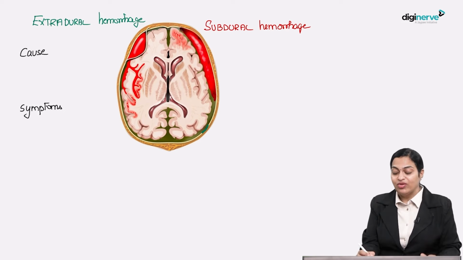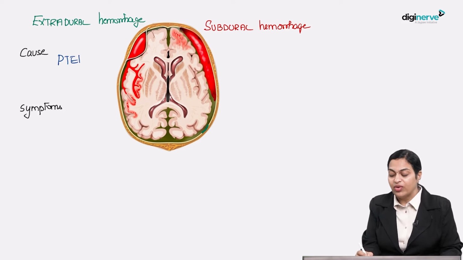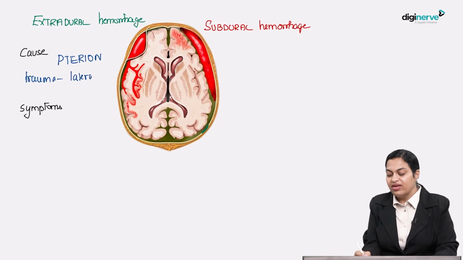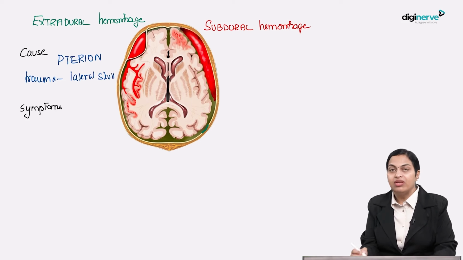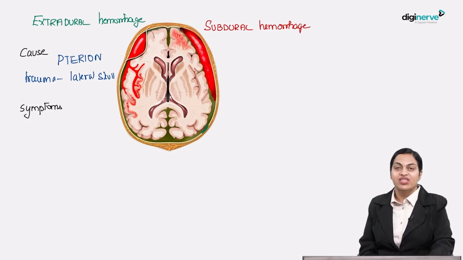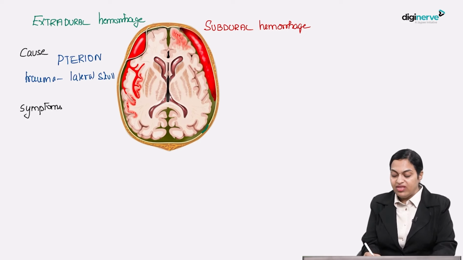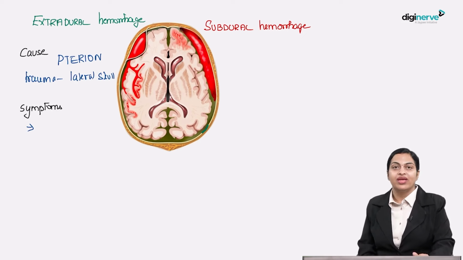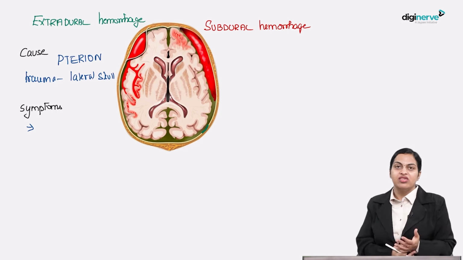So what is the cause for extradural hemorrhage causing rupture of the middle meningeal artery? We know it is related to the pterion, right? And the pterion is situated over the lateral aspect of the skull. So any trauma to the lateral aspect of the skull can rupture the middle meningeal vessels, the middle meningeal artery, right? And the symptoms, just now I told, it can manifest from headache and then vomiting and signs of other intracranial tension, unconsciousness and all that.